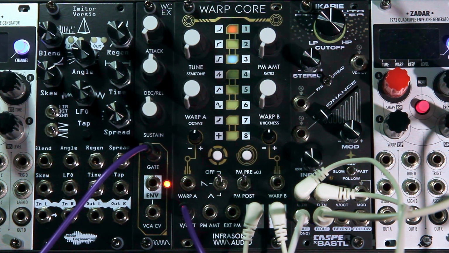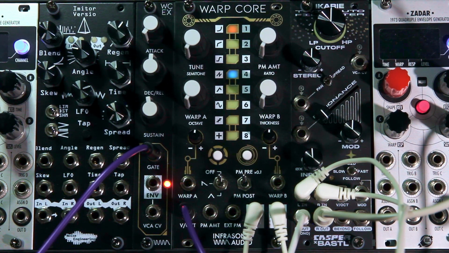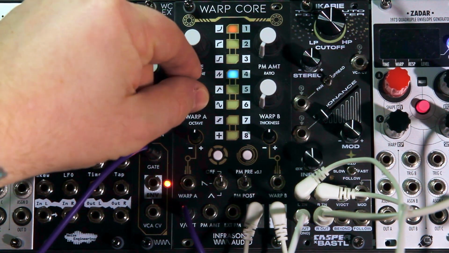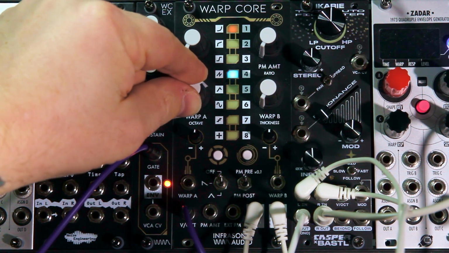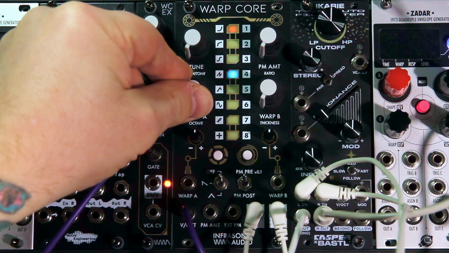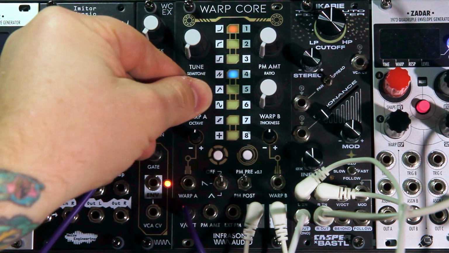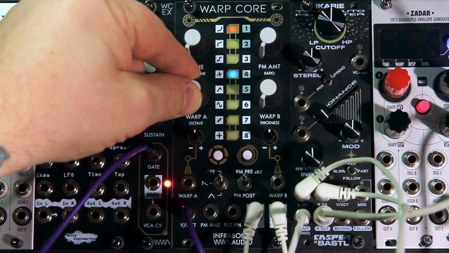All right, that leads us into the 3 overtone modes. The first one is called sync, which is a hard sync sound that you'll find on a lot of synthesizers. This hard syncs the phasor to a virtual frequency, increasing from the phasor's fundamental frequency by wrapping it back around to 0. Lots of sweet spots with that one.